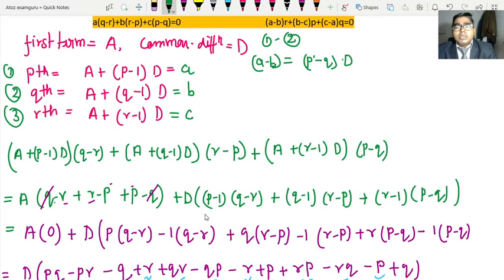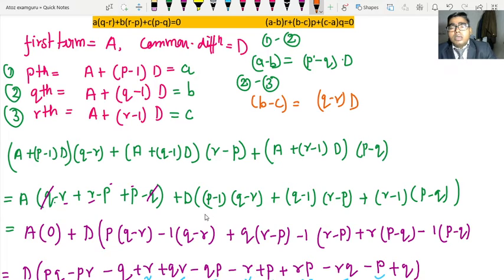Then you want B minus C. So you have to do 2 minus 3, right? 2 minus 3 means B minus C equals Q minus R into D. And then for C minus A, it means 3 minus 1, so R minus P into D equals C minus A.